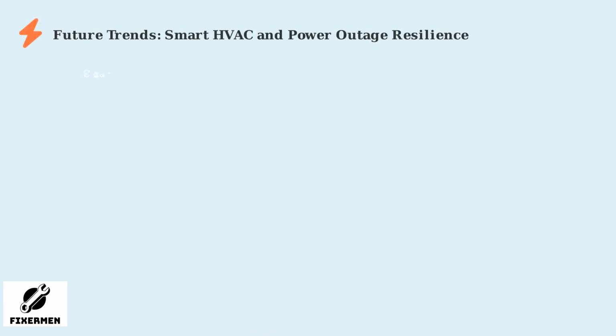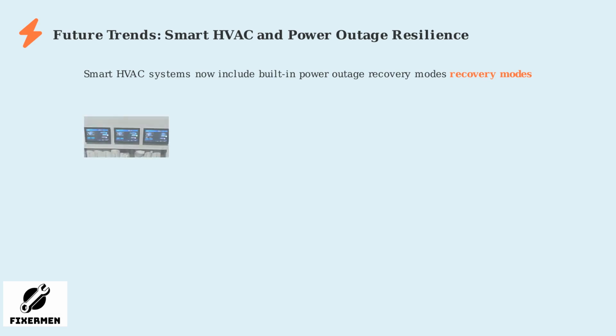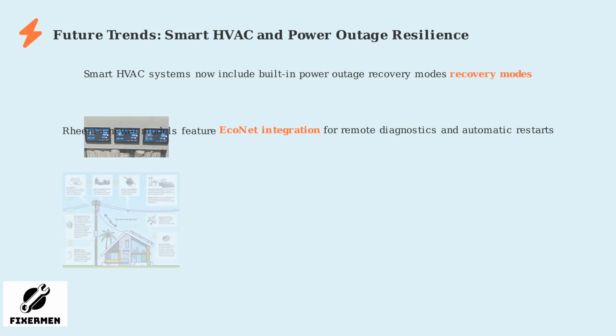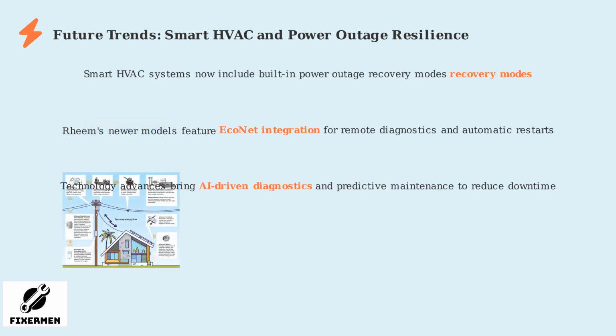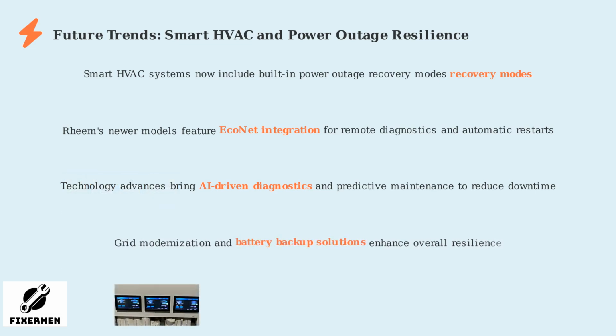The future of HVAC includes smart systems with built-in power outage recovery modes that automatically handle disruptions. Rheem's newer models often feature EcoNet integration, allowing for remote diagnostics and automatic restart functions after outages. As technology advances, expect to see more AI-driven diagnostics and predictive maintenance to minimize downtime after power disruptions. Grid modernization and battery backup solutions will also play a role in enhancing power outage resilience for HVAC systems.